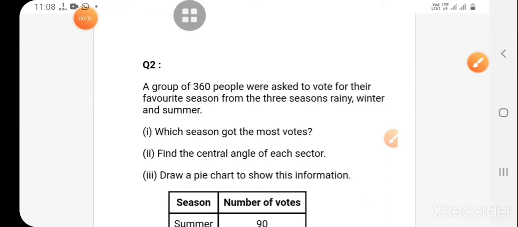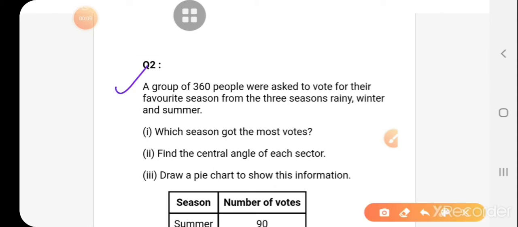Here I am going to solve question number 2 from exercise 5.2 for class 8. The question is like this. A group of 360 people were asked to vote for their favorite season from the three seasons rainy, winter and summer. Which season got the most vote? Find the central angle of each sector, draw a pie chart to show this information.